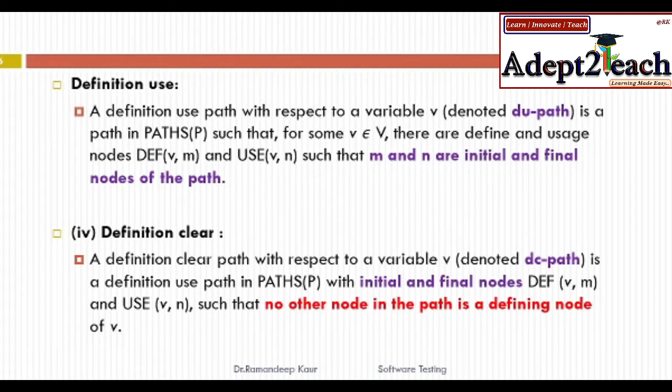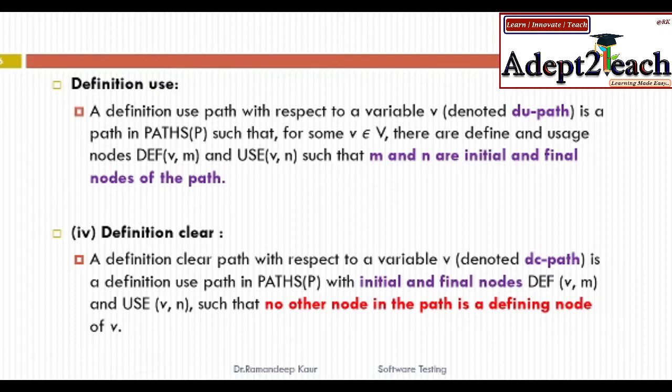Then we have two more terms, that is DU and DC. DU is definition use and DC is definition clear. Now DU paths, that means definition use paths, are those paths wherein we have a starting node, that is the defining node of a variable. Then we have an ending node, that is a usage node of a variable. So starting node is the initial node, and the ending node, that means the usage node, is my final node. So the path between these two nodes becomes my definition use path.